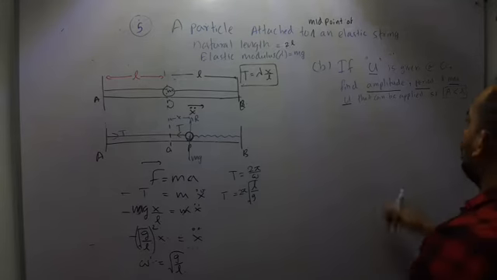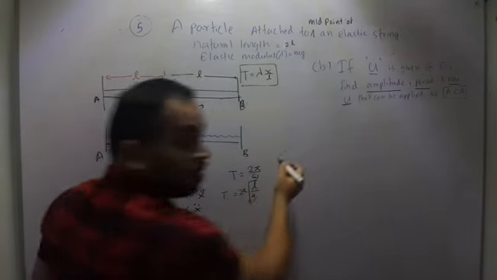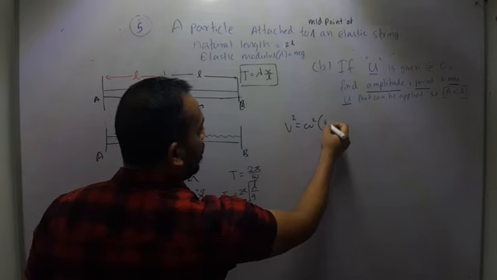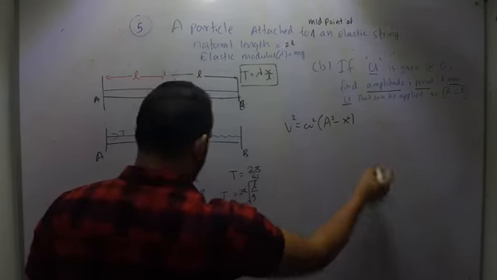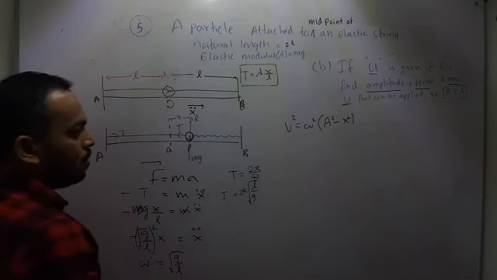Right, so the first thing, if U is given at O, find the amplitude. So what is the equation we use? We use v squared equals omega squared times A squared minus x squared. Right. So to find the amplitude, we use this equation.